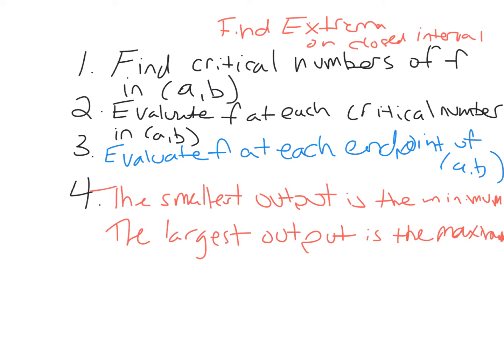And then after you do that, for step 3, you're doing the endpoints as well, because the endpoints could possibly be a max or a min. Okay, and then the last step, look at the endpoints, look at your critical numbers, and whatever has the biggest output will be your maximum. The smallest output will be the minimum. That's the process. Okay, and we'll be doing some of these together right now.